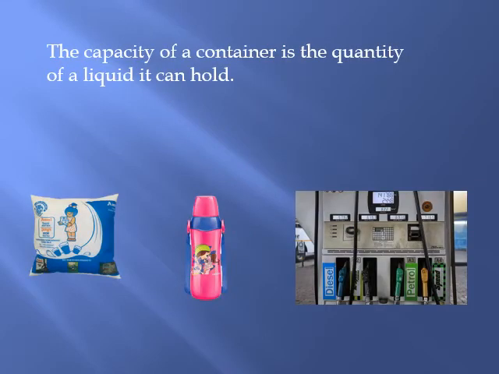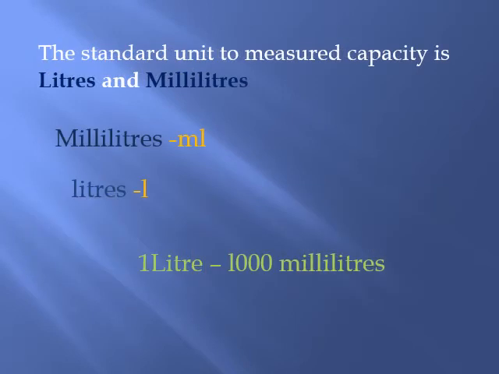The quantity of a liquid that a container or a vessel can hold is called its capacity. So, the capacity of a container tells us how much liquid it can hold. Earlier people used to measure liquids by cups and glasses, which did not give an accurate measurement. So, to measure capacity accurately, we use a standard unit.